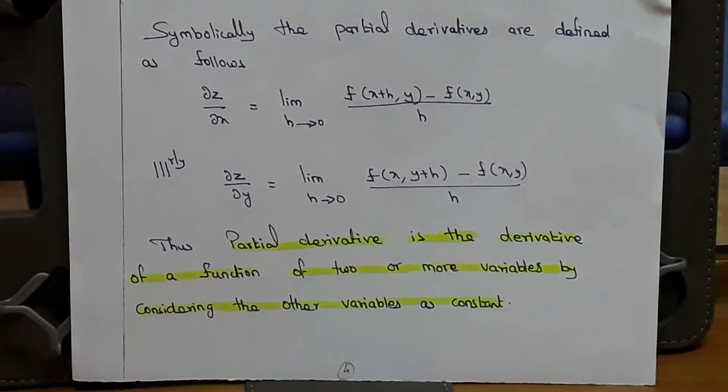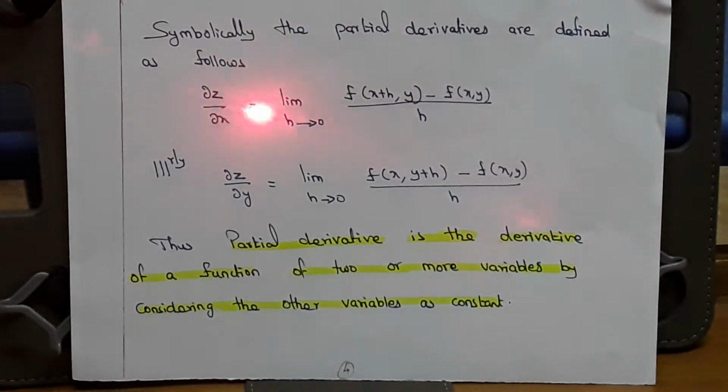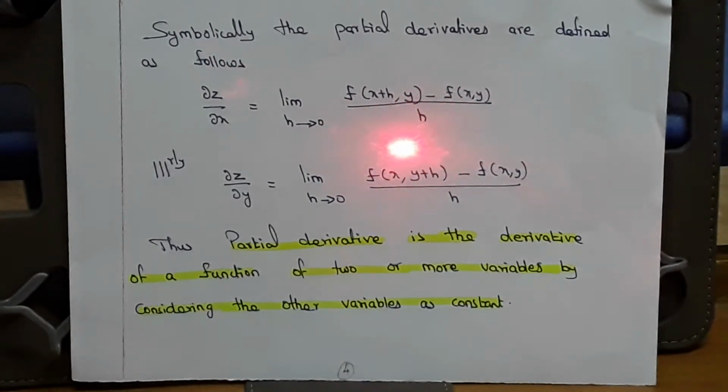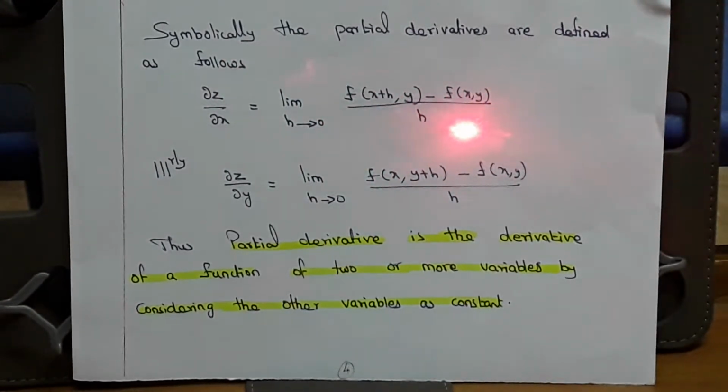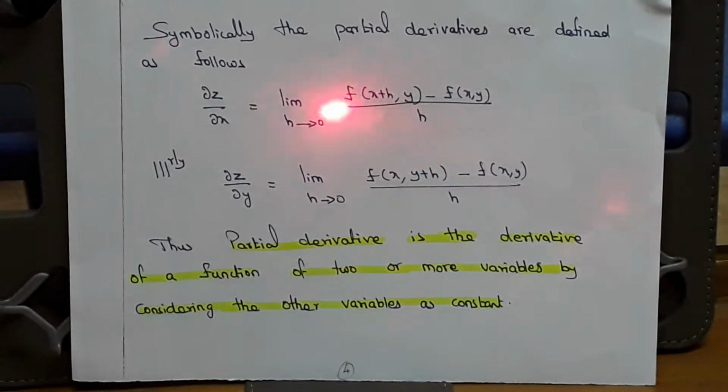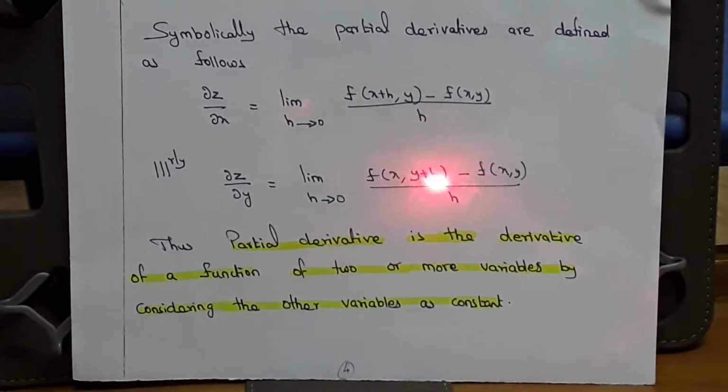Symbolically, partial derivatives are defined as follows. That is, dou z by dou x is equal to limit h tends to 0 of f of x plus h comma y minus f of x comma y, divided by h. Here we are giving increment only to the variable x. We are keeping the other variable y as constant. Similarly, we can take the partial derivative of z with respect to y. Here we are giving increment to y and keeping x constant.